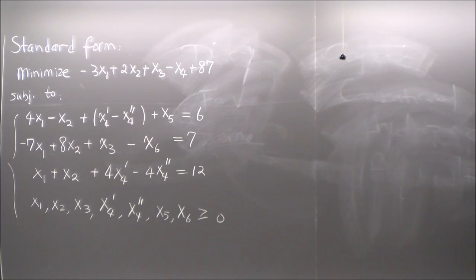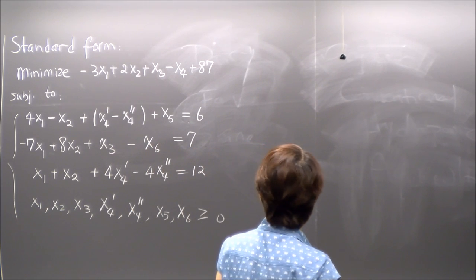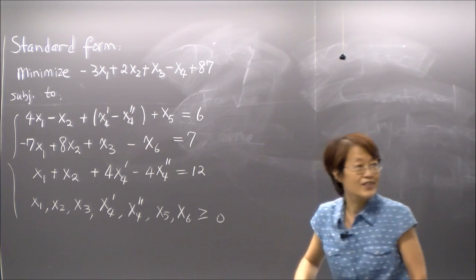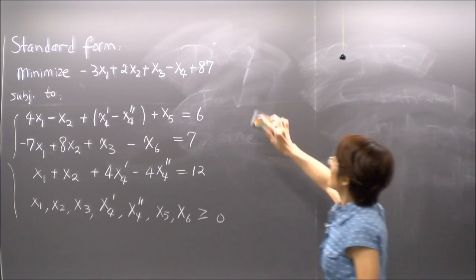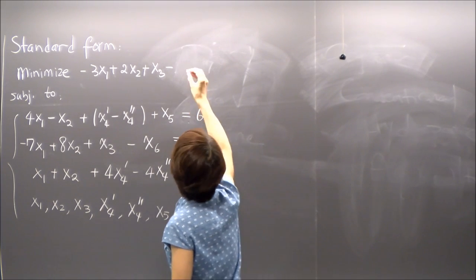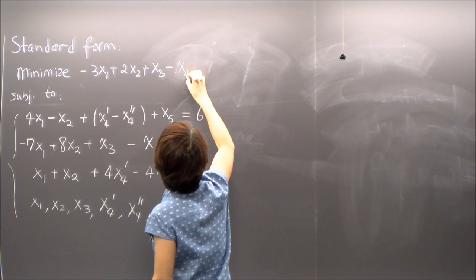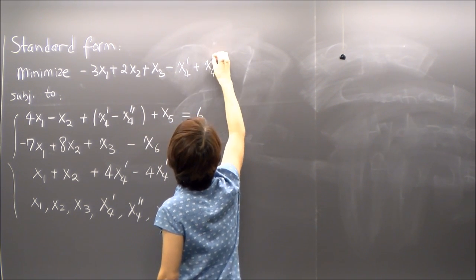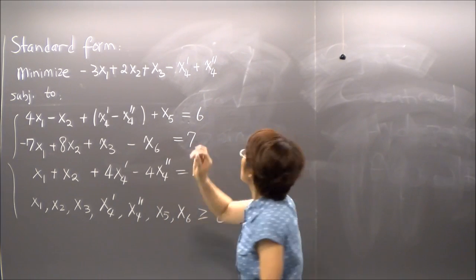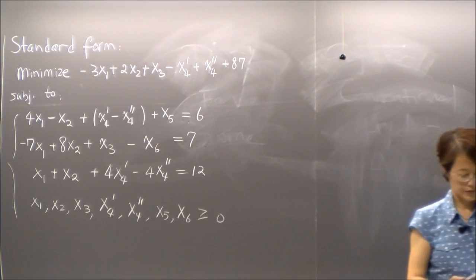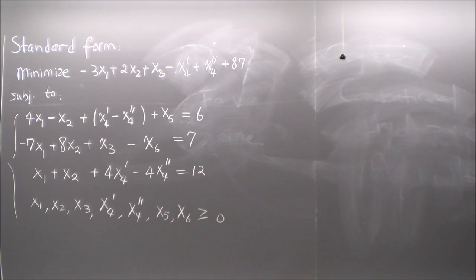Is that clear? Question? Yeah? Oh, yes, I should. I forgot. Because x4 is not there anymore. Good question. Very, very good. I need to replace that in the objective as well. Now it has a plus. Is that right? Now we are correct. 87. Thank you.